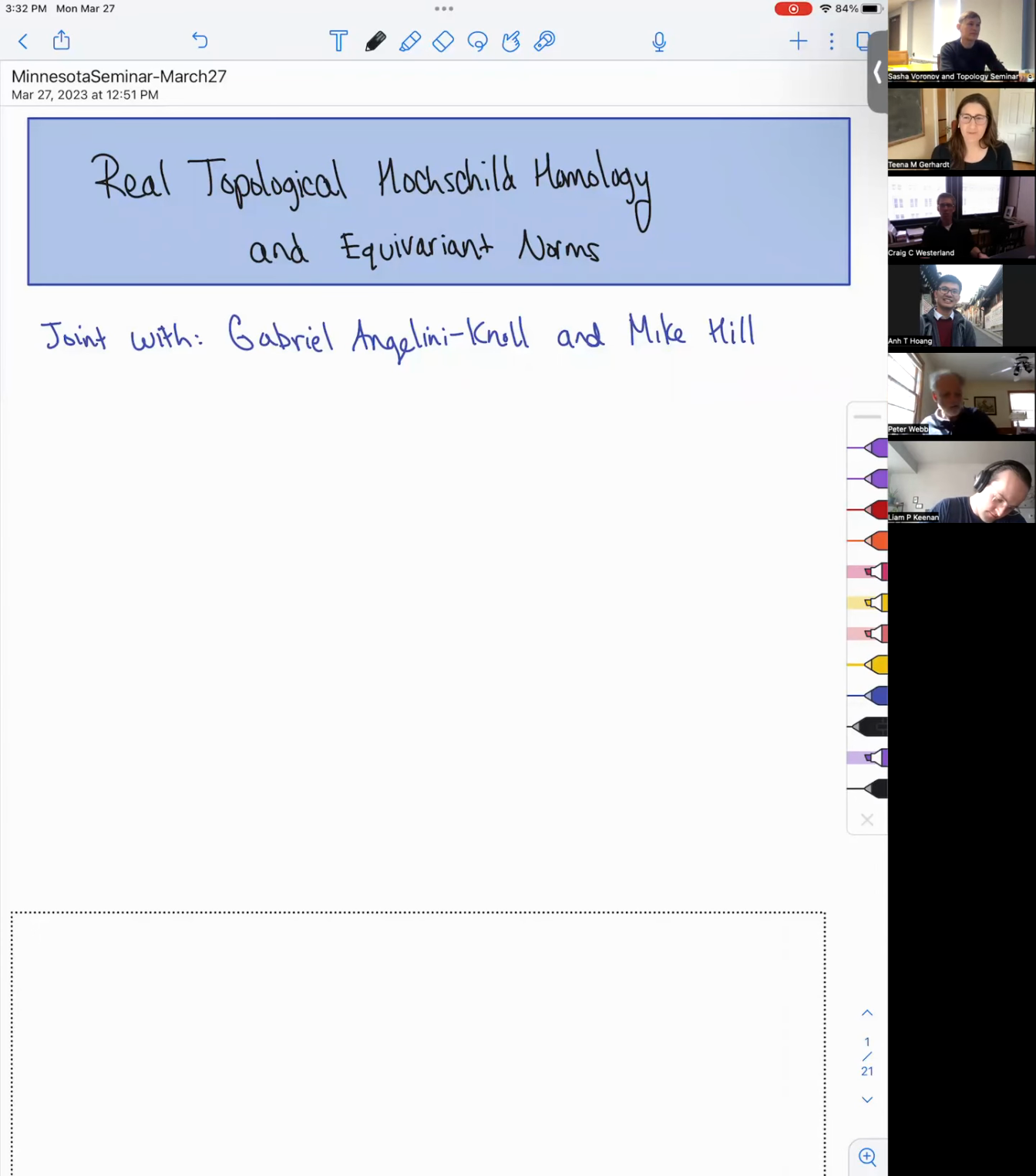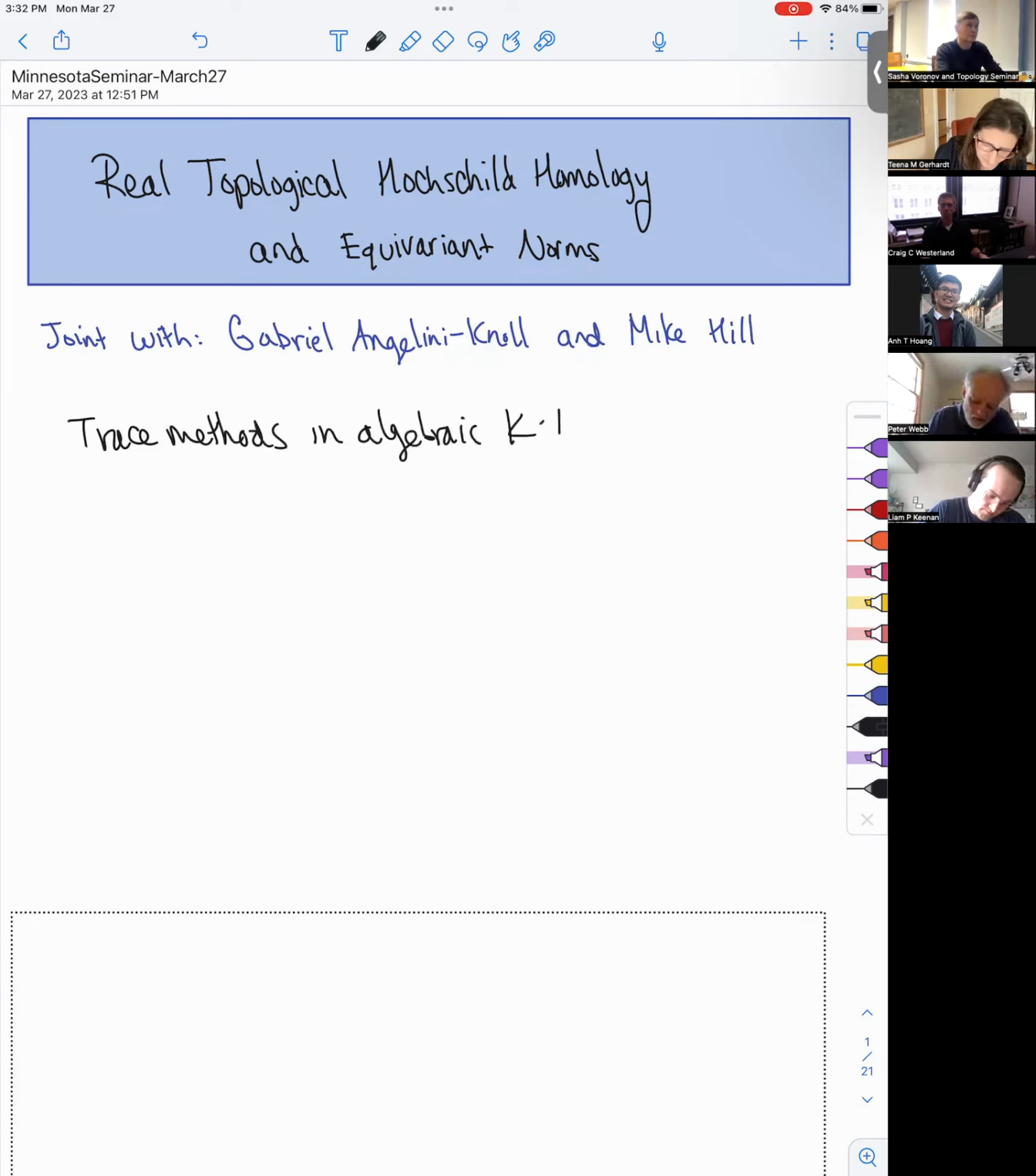I want to set the stage a little bit by telling you about some of the motivations for this area that I'm working in. This project comes out of what's called trace methods in algebraic K-theory. I'll say some more about what trace methods are momentarily, but the idea is simple enough.